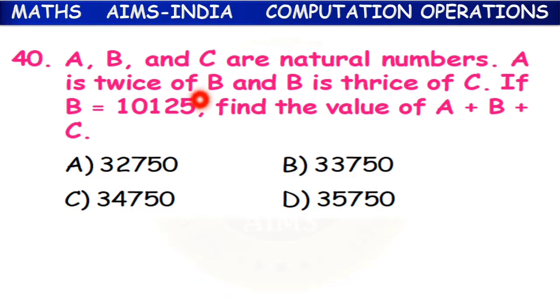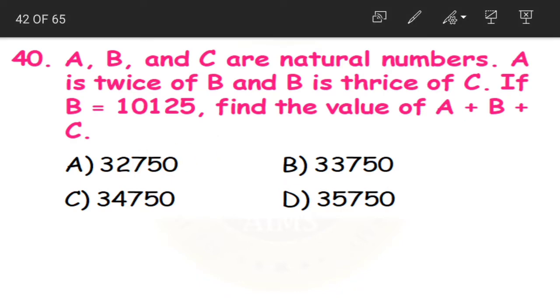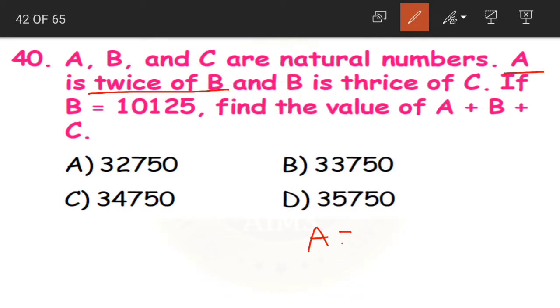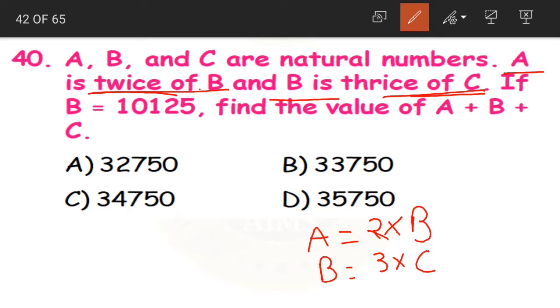A, B, C are natural numbers. A is twice of B and B is thrice of C. If B is equal to 10125, find the value of A plus B plus C. Now what are they saying here? A is twice of B. A is equal to how much? Twice means 2 times. That is 2 into B. And B is thrice of C. 3 into C is equal to B.